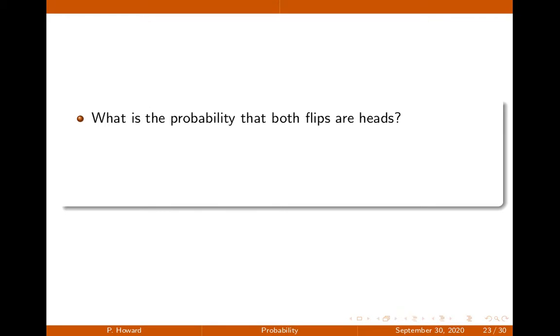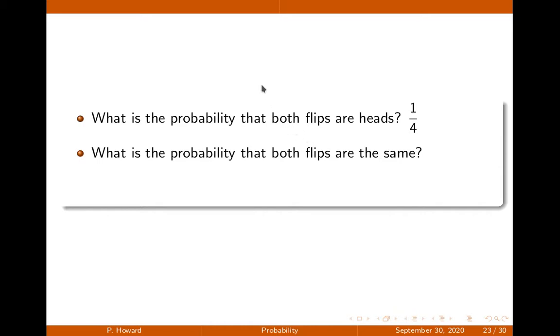Okay, so a few probability questions. In this situation, what's the probability that both flips are heads? That happens only in 1 of the 4 possible outcomes, namely the first, heads. So the probability of flipping heads twice in a row is 1/4.